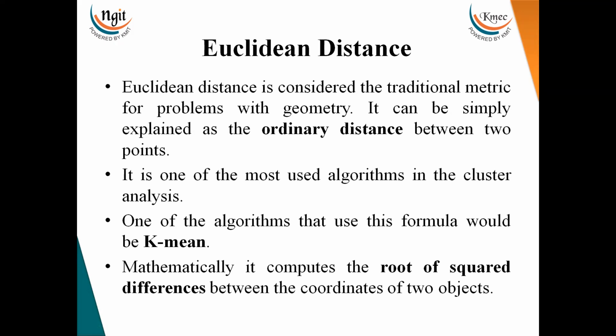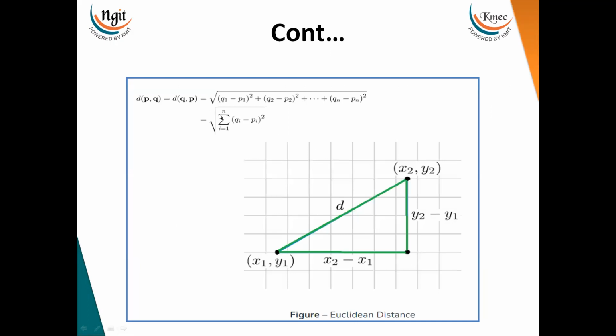So how exactly does Euclidean distance work? Mathematically, Euclidean distance is nothing but the square root of the sum of squared differences between the coordinates of two objects. If you see the formula, you will easily understand. Suppose I have two data points, x1, y1 and x2, y2.